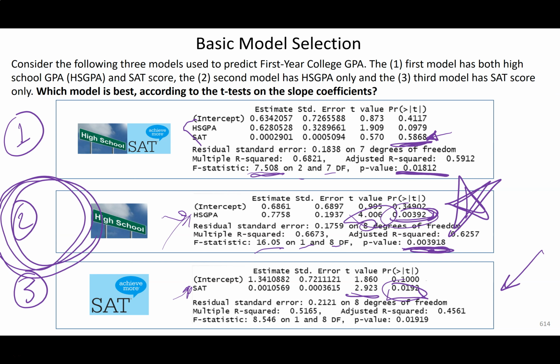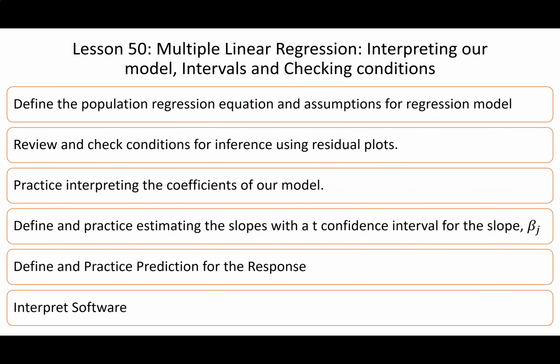Absolutely. Either way, you wouldn't want to go with model 1 because model 1, even though it says at least one of them is useful, you don't find that either individual one is useful. Models 2 and 3 looks at individually high school GPA and individually SAT. But if you look here, individually high school GPA is the most useful. So I would go with predicting first year college GPA using high school GPA. So there's lesson 50. We'll see you in a minute.